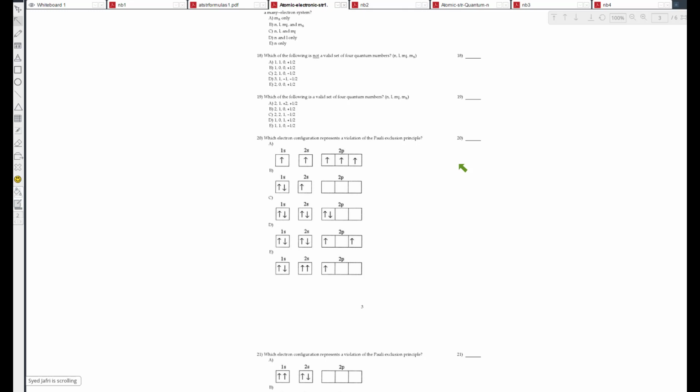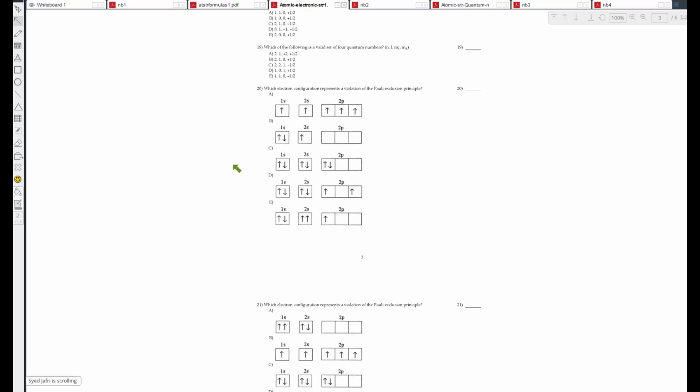Okay, what about 19? Yeah, A right off the bat, the m sub l for 19A. Yes, but why is it not good? The m sub l is greater than allowed. You're right, because if the l is 1, m l cannot be more than that, it is going to be between 1 and minus 1. So that's correct. Now let's do the 20.